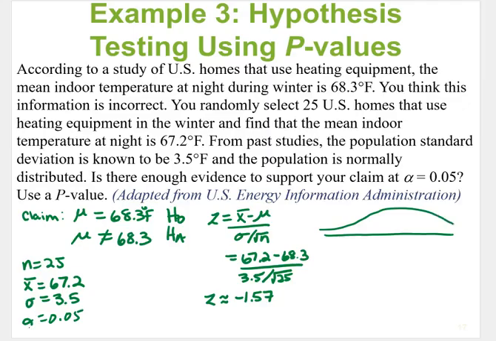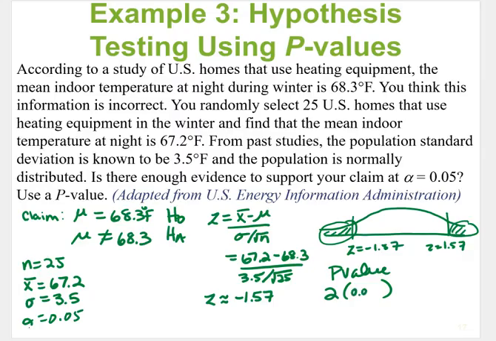Notice my alternate, this is two-tailed, so if I draw the picture, the area in both of these tails will be my p-value. My z test statistic is negative 1.57, so this is positive 1.57. So my p-value is twice whatever this area is here, because these two are identical. I go to my chart and look that up, and that is 0.0582. Multiply that by 2, I get 0.1164.